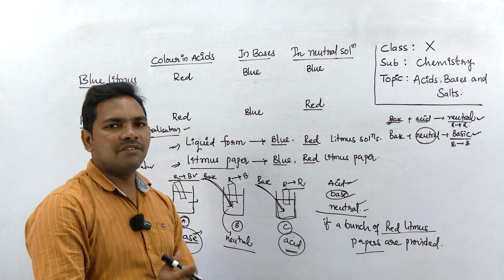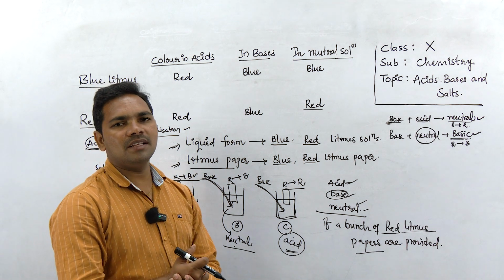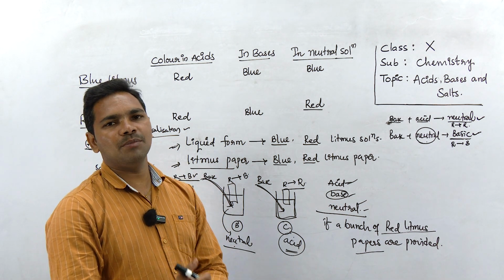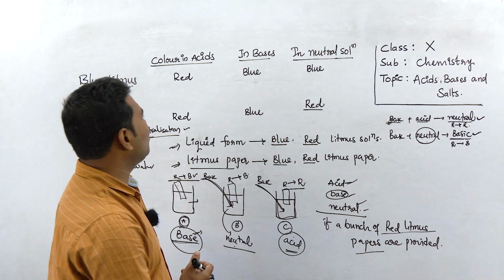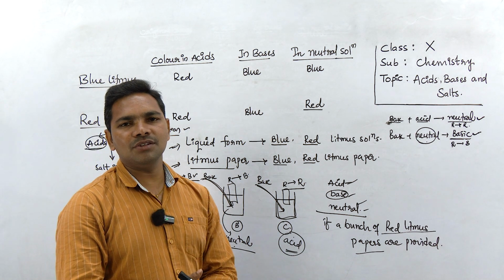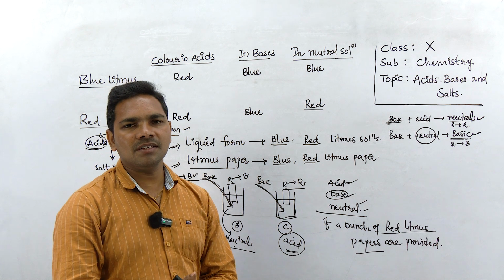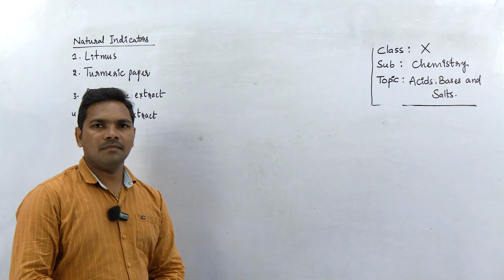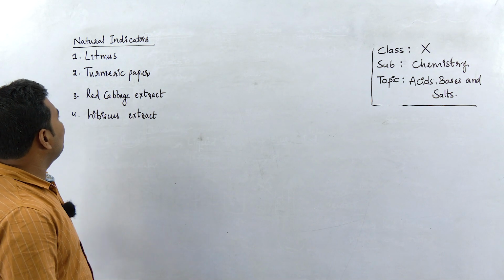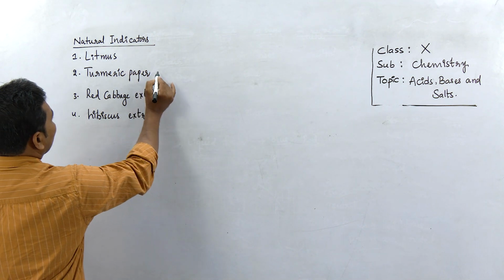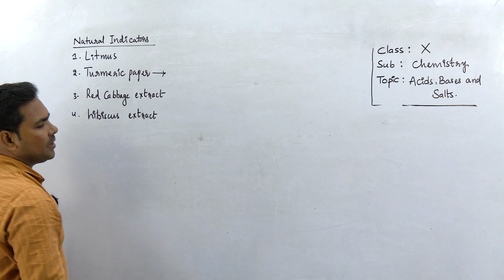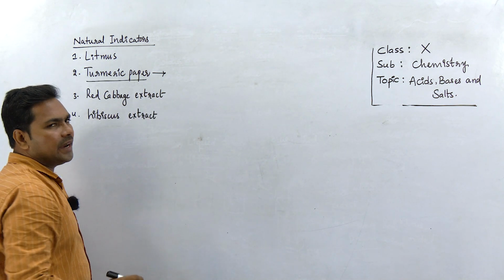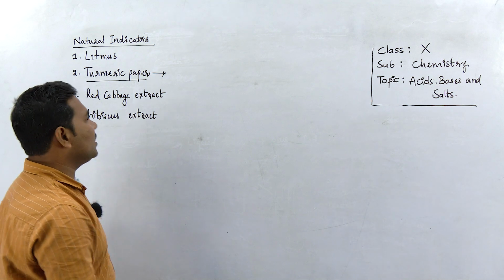Okay, this is the first type of natural indicator, and this is how to identify different natures using litmus solution. There are other natural indicators too, and the second natural indicator is turmeric paper. We will discuss that turmeric paper now. Now the second type of natural indicator is turmeric paper, right? This turmeric paper is also used to identify the nature of the solution given.